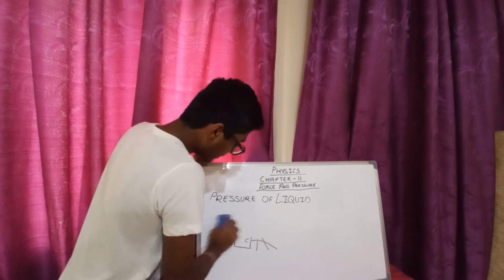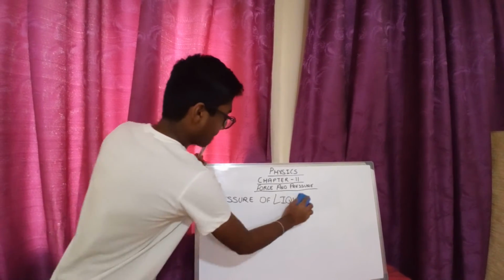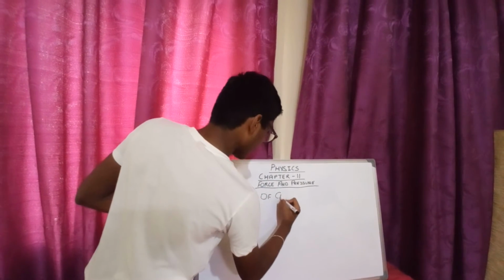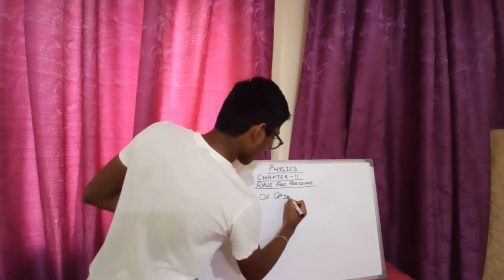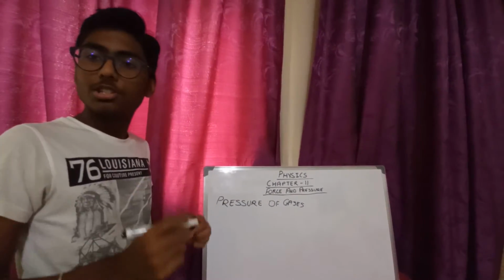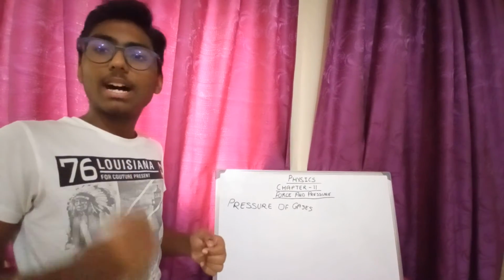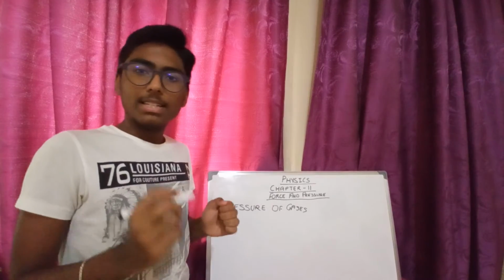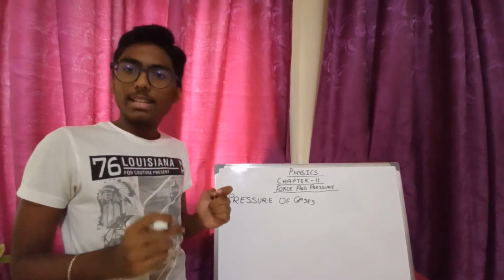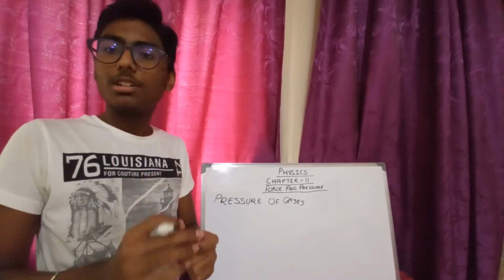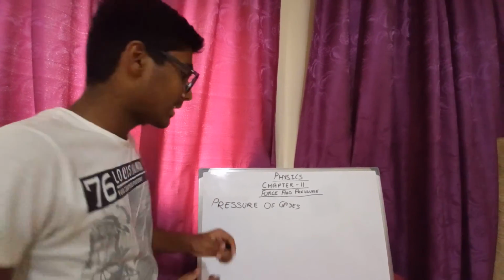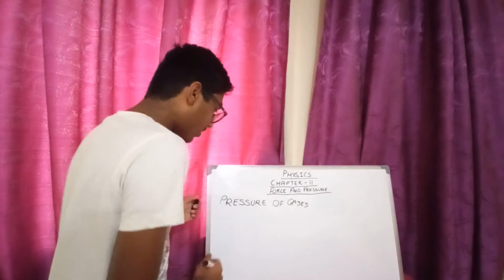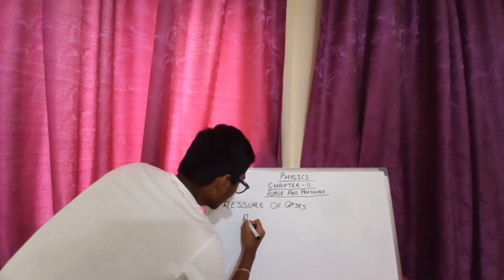What about gases? Even gases exert pressure on the walls of the containers they are inside. When we put any type of gas inside a container, they tend to exert a force on the container too. Now, what is the pressure of gases or air called? It's called atmospheric pressure.